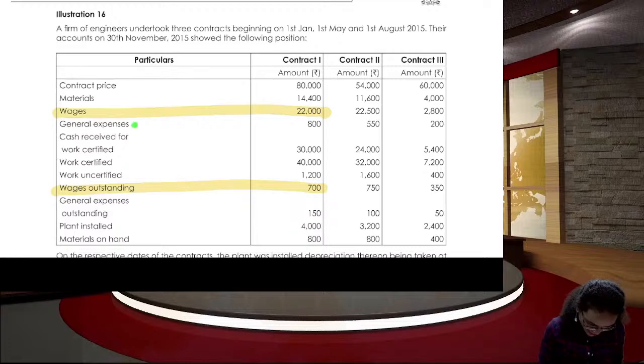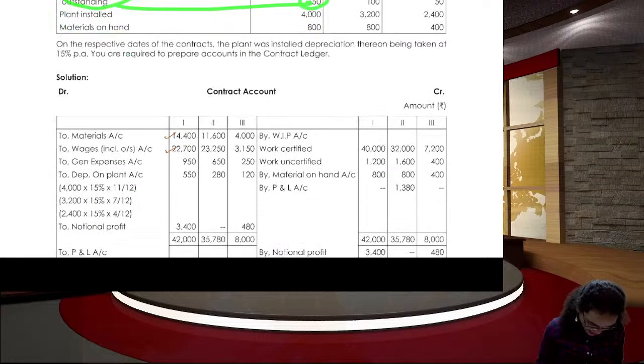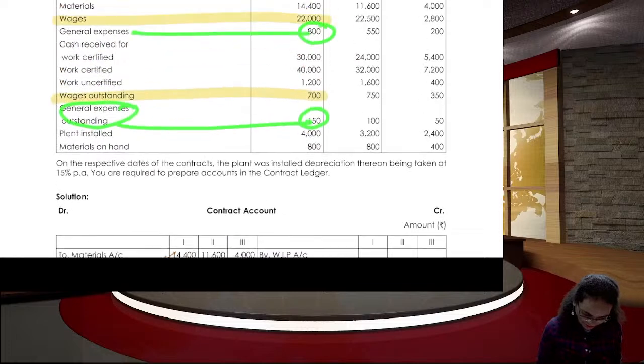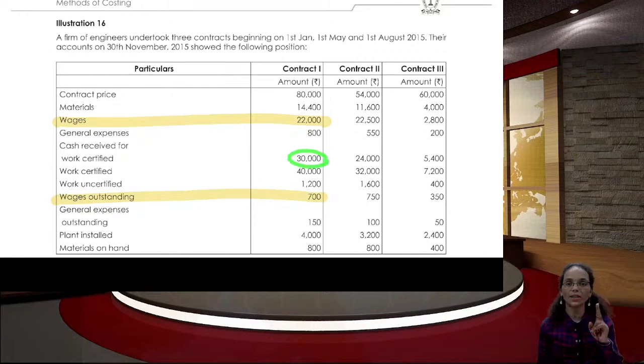Next thing, general expenses 800 and general expenses outstanding here 150. 800 plus 150 is nothing but 950. So general expenses 950. Next, cash received for the work certified. I am telling you once again, cash received we will not take into consideration while writing the contract account. Cash received and contract price will be taken into consideration only for the percentage, like what is the amount to be transferred to the P&L.